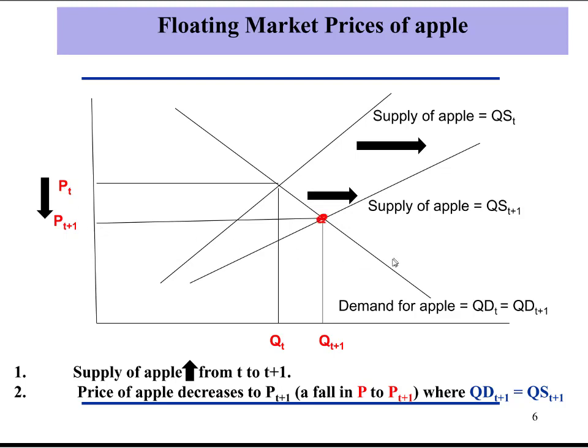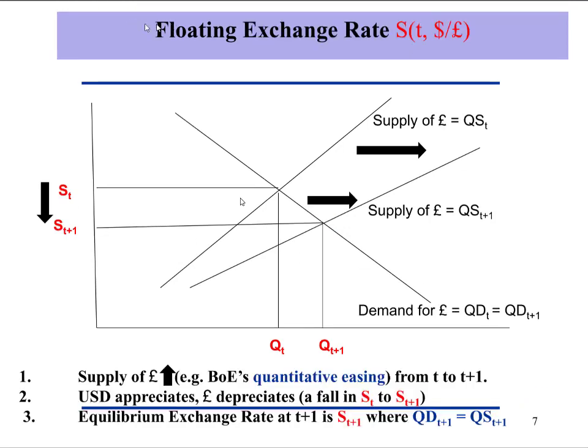It's a lower price. In the FX market, again, we are assuming a floating exchange rate. Let's say the Bank of England made a decision to print more money in the market. Quantitative easing. At all levels of the exchange rate, the supply of pound will increase in the FX market. Then we're going to have a new equilibrium here and the price will be going down.